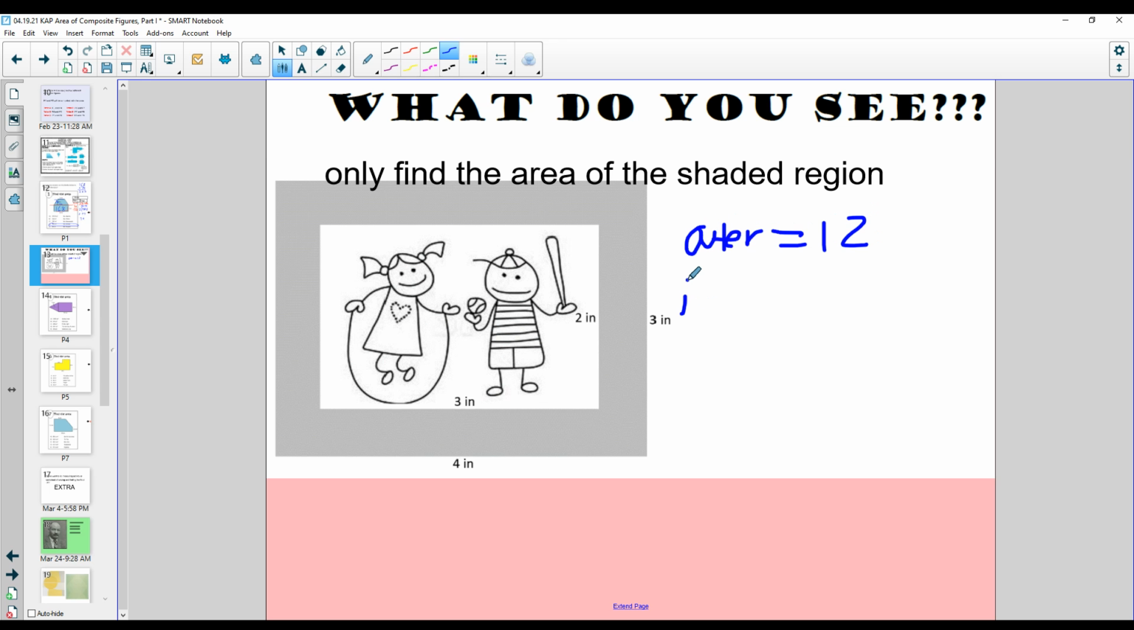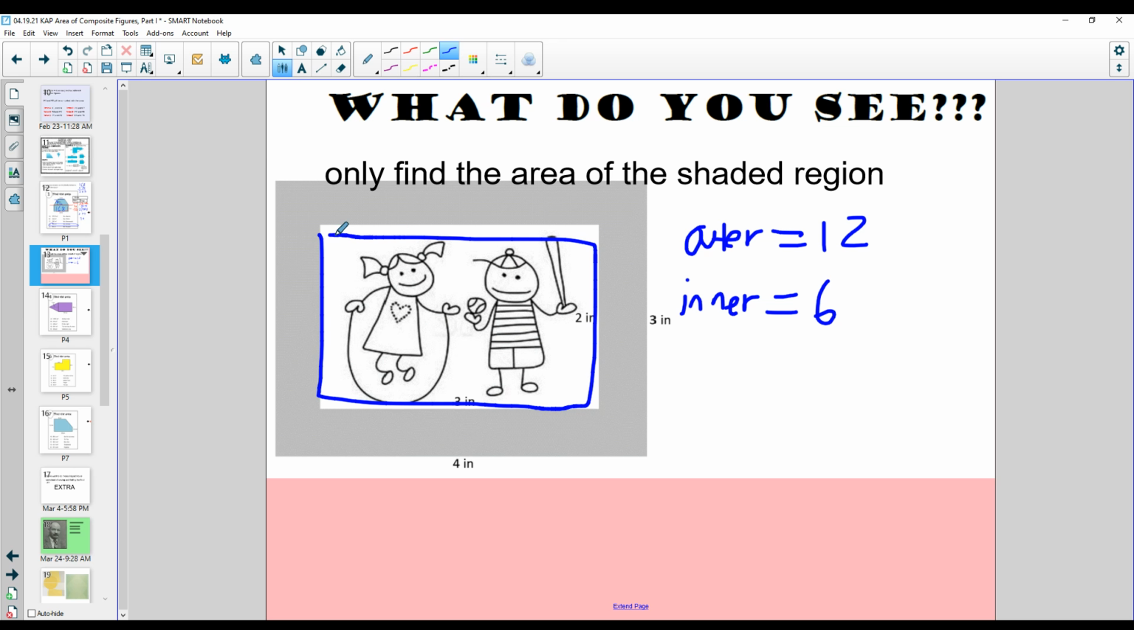What is the area of the inner rectangle? 3 times 2 is 6. Is this shaded? No. If I get my scissor and cut this out, cutting out is what operation? Subtract. What's the area of the shaded region? 6 square inches.